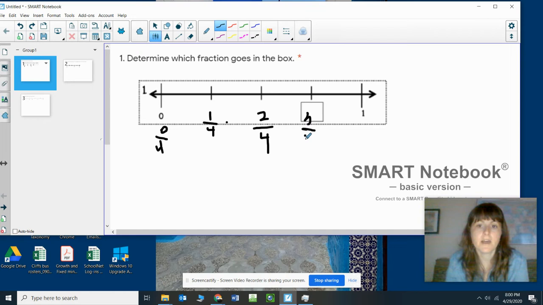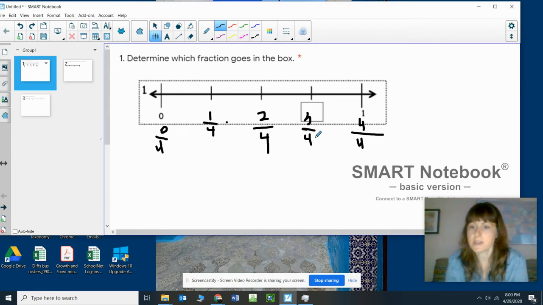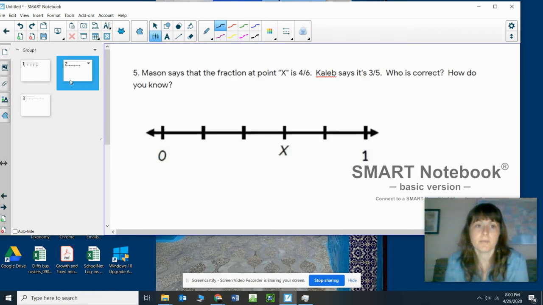You can tell I love writing on the board like this, and 4/4, which is also equal, as we know, to 1. Okay, so we can clearly see that the fraction that goes in the box is 3/4. This is a basic strategy we're going to use for the problems when we have fractions on a number line.